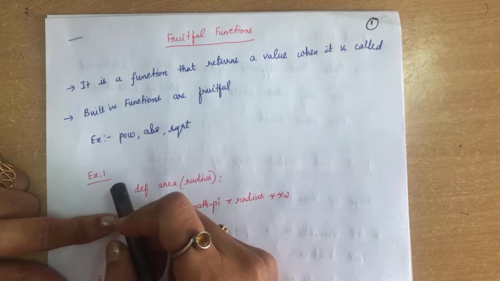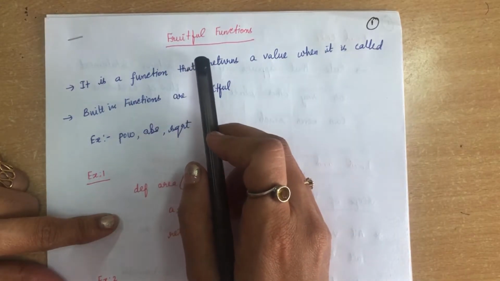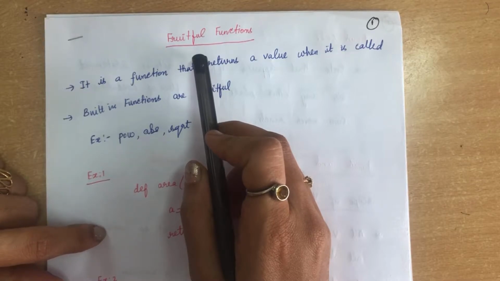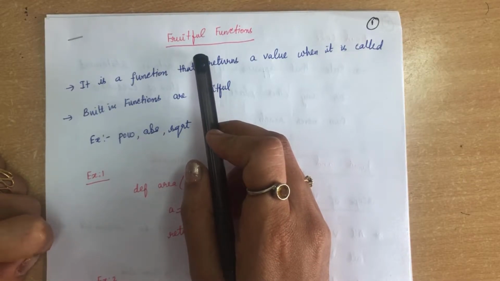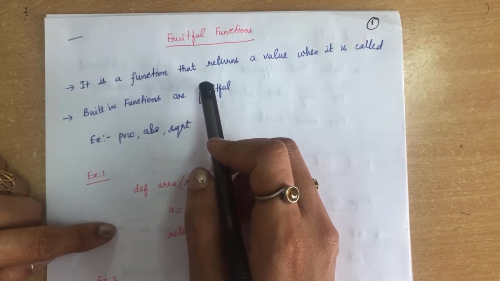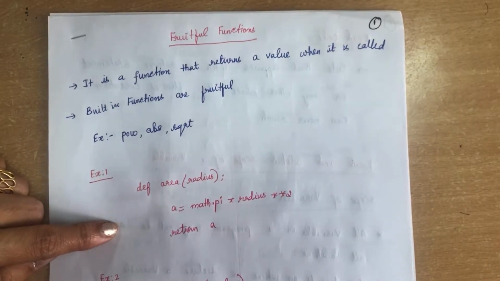Today we are going to see the topic on fruitful functions in Python, and also we are going to discuss the local and global scope of the variable, and lastly we are going to discuss function composition. Okay, let's get into the video.